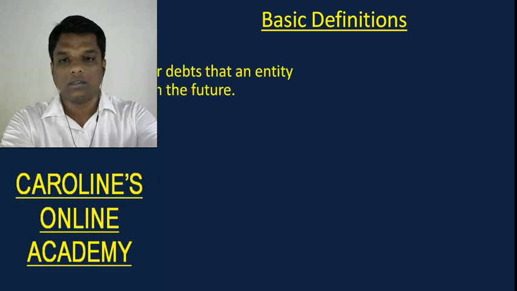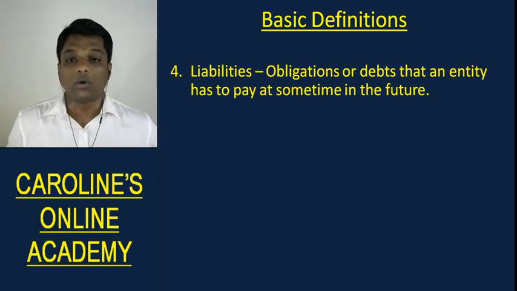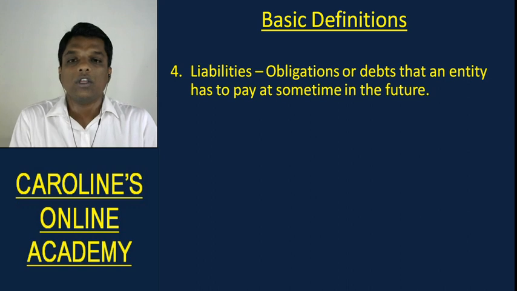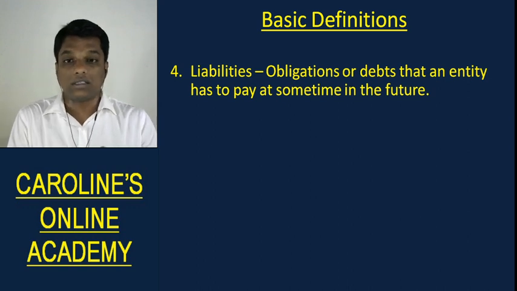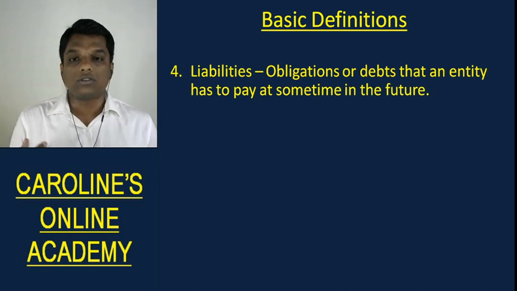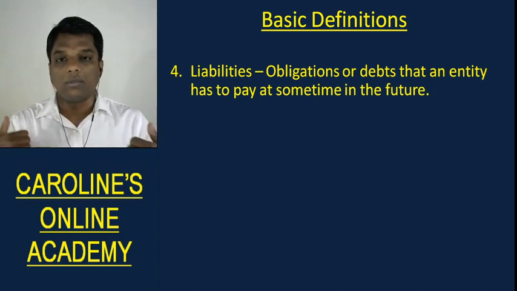Okay. The next term that we're going to be looking at is liability. Liability means anything that we need to pay someone else is our liability. Understood? So if the business has to pay someone else, that is the business liability. Let's say I borrowed a loan from a bank. So that is my liability because I need to pay that money back to the bank.